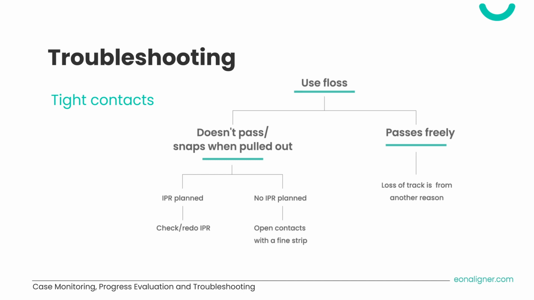If the floss doesn't pass at areas where IPR is planned, make sure to reperform it correctly and with accurate measurements. If the floss doesn't pass at areas where IPR is not planned, then all you have to do is free the tight contacts with fine IPR strips. And lastly, if the floss passes freely between the contact areas, then look for other reasons why tracking is lost.